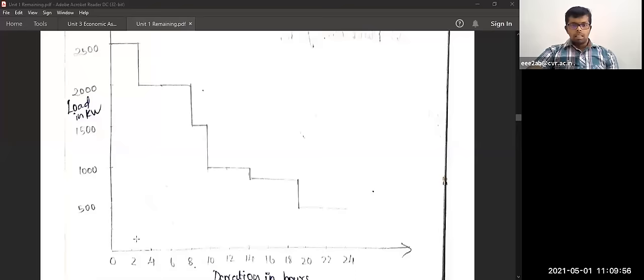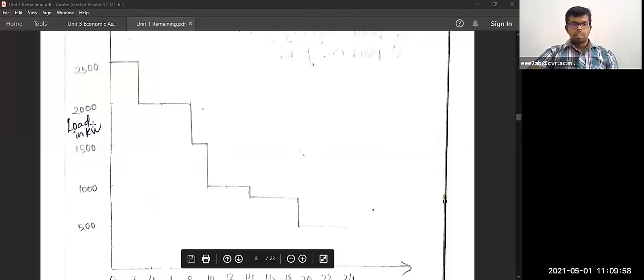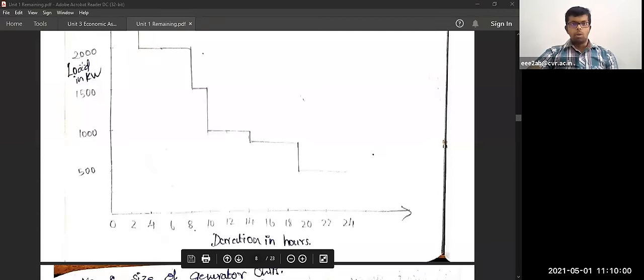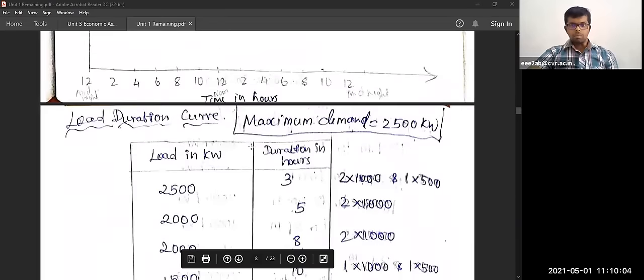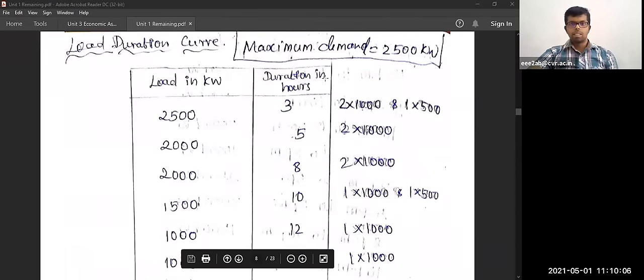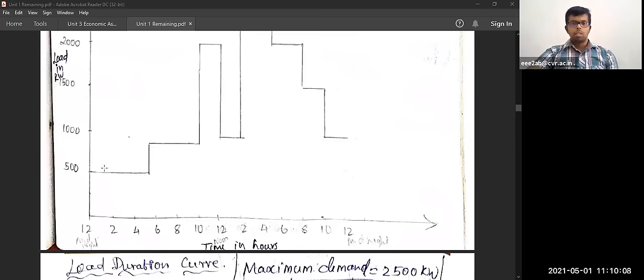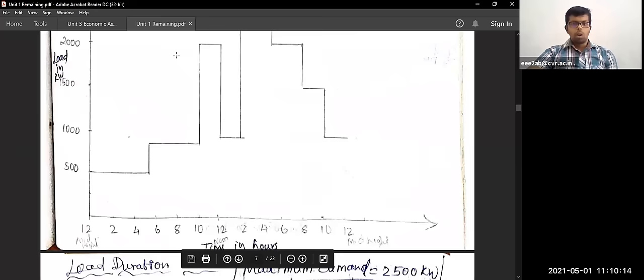Next, here the load duration curve, the units: load in kilowatt. Next, duration in hours. Next, here also units are very, very important. Load duration curve also, unit is very, very important. So coming to the next problem.